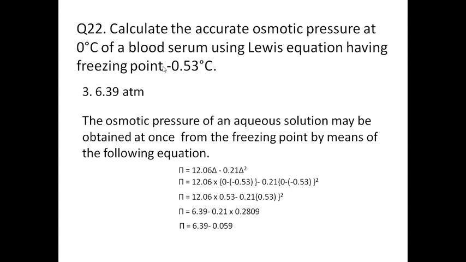So I think we have made this question. Maybe they have excluded this considering the very small value. Maybe they haven't considered this value, and they have written 6.39. For me, the answer comes to 6.331. Obviously, maybe there is some mistake in calculation, but the formula is this. You can use this formula, and from this formula you can calculate the accurate osmotic pressure if a freezing point is given.